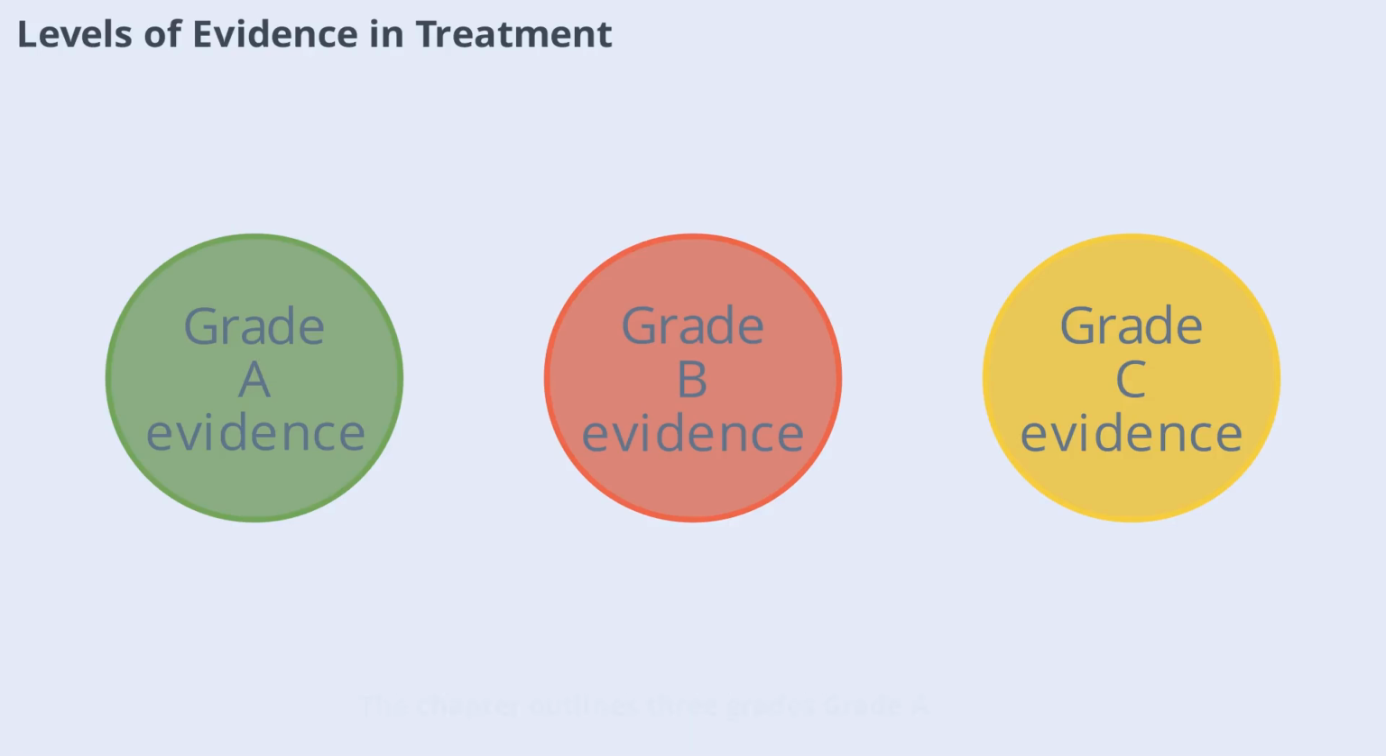The chapter outlines 3 grades: Grade A, which is based on strong scientific evidence from controlled trials; Grade B, which relies on observational studies or less consistent trials; and Grade C, which is grounded in expert opinion. By understanding these levels, therapists can make informed decisions, ensuring that interventions are both effective and scientifically justified.